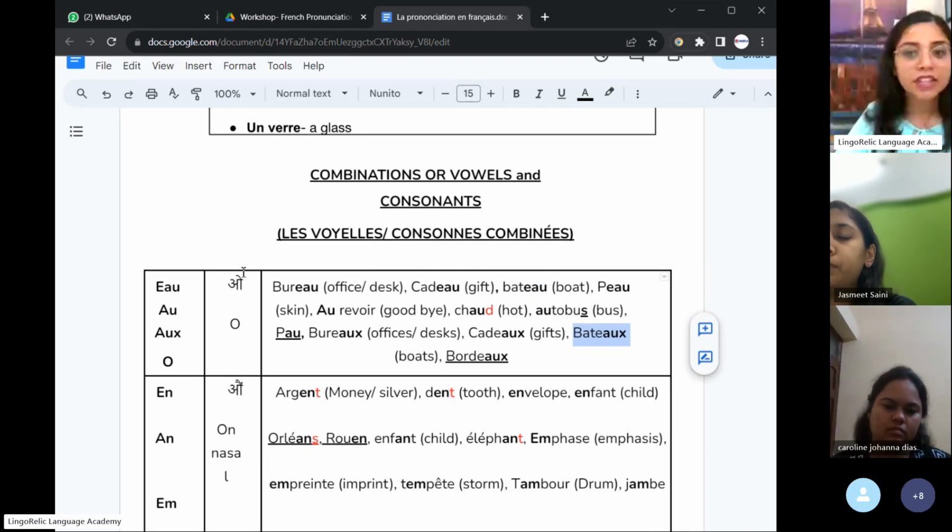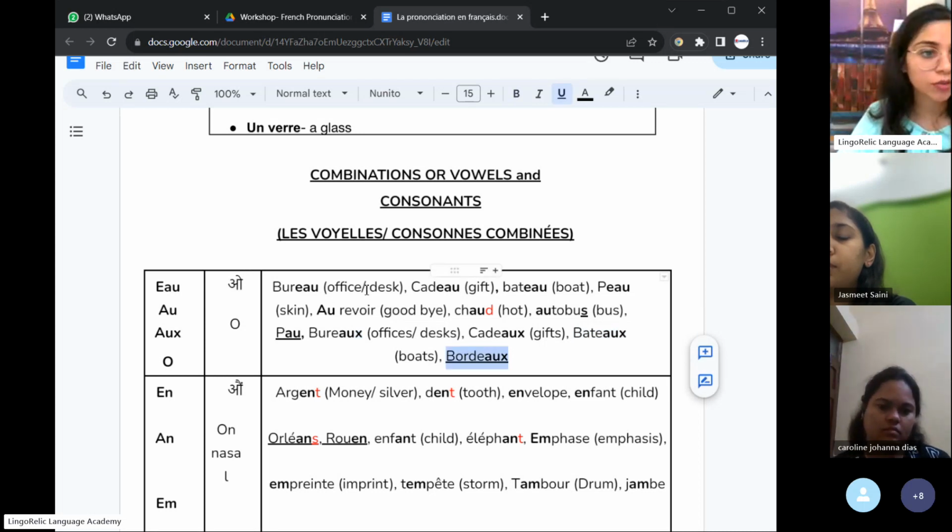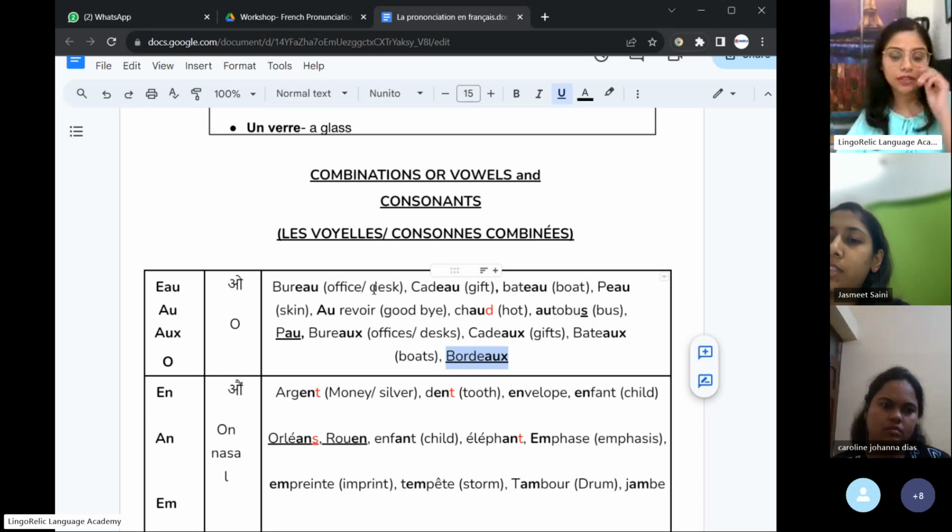But it doesn't mean that whatever words have an X in the end are just plural. For example, you have the name of a city. Now, this is nothing related to a plural noun, but this is pronounced as Bordeaux. That's right. Bordeaux, which is a city in France.